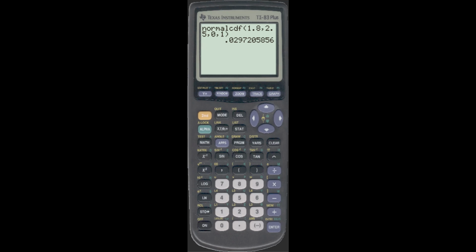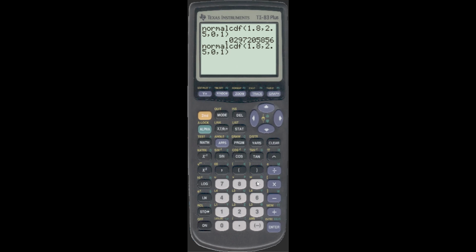Okay, so for the next one here, it's going to be the same thing. So you have a choice. You can either go back to that screen or you can edit the one that you've been working on.